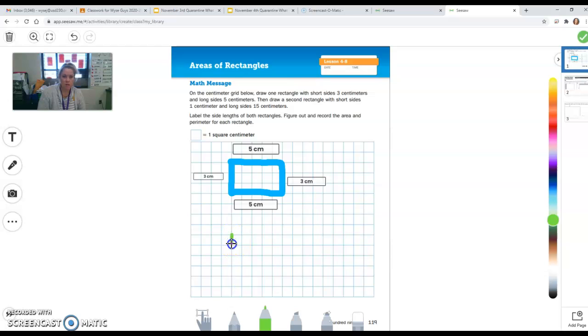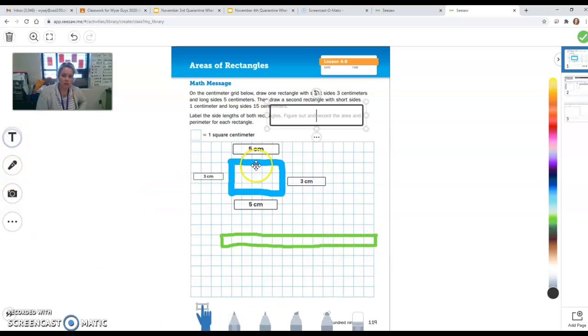So we have 1 centimeter and then 15. 1, 2, 3, 4, 5, 6, 7, 8, 9, 10, 11, 12, 13, 14. Whoa, I'm going to have to make another side over here. So let's just erase that. So wait, let me double check. 1, 2, 3, 4, 5, 6, 7, 8, 9, 10, 11, 12, 13, 14. Yes, I need 1 more, and 15, and then 1, and then all the way across, and there we go. So now I need to label those sides.